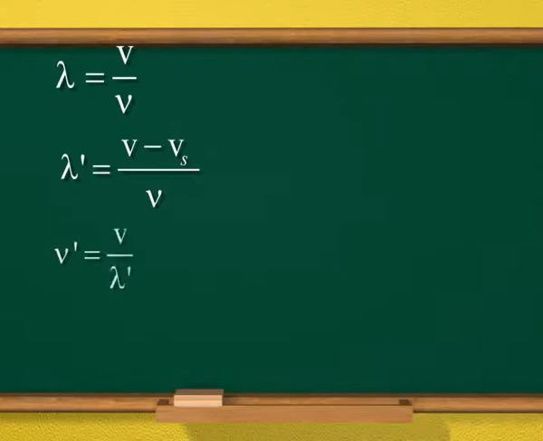If ν' be the apparent frequency, it would be equal to v by λ', that is v by (v minus vs) times the original frequency ν. It is clear that ν' is greater than ν. Therefore, when the source of sound moves towards the stationary listener, the pitch of the sound appears to increase.